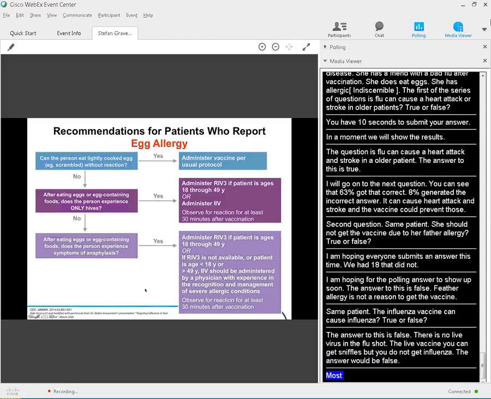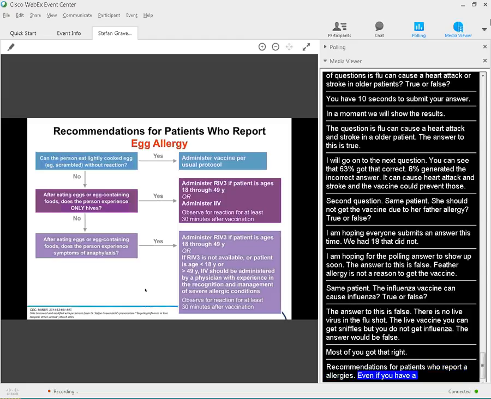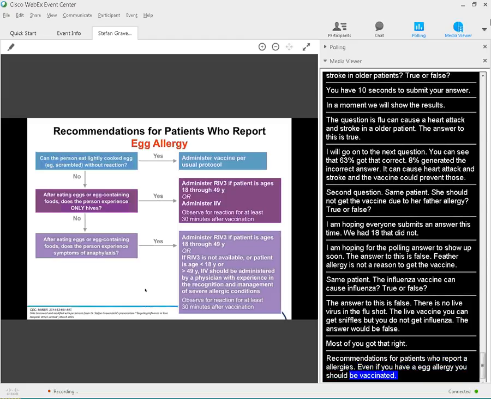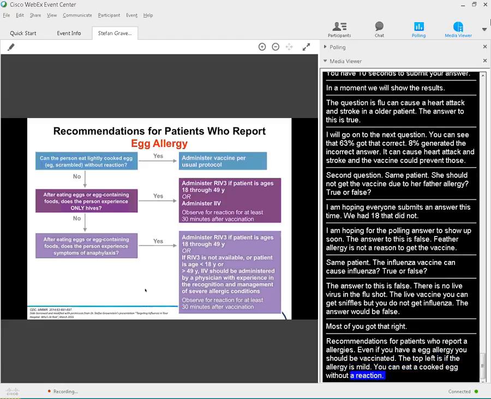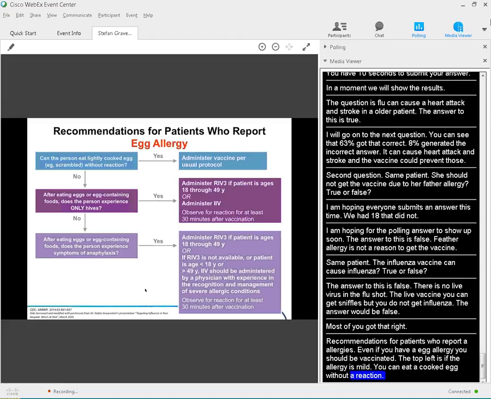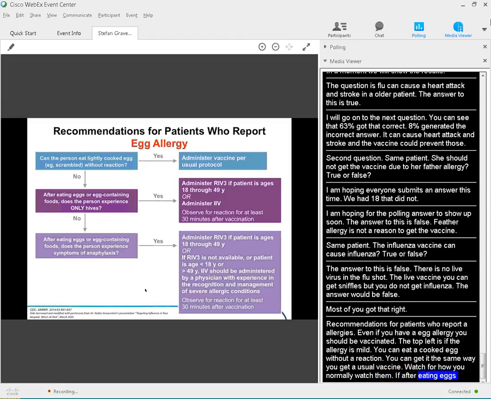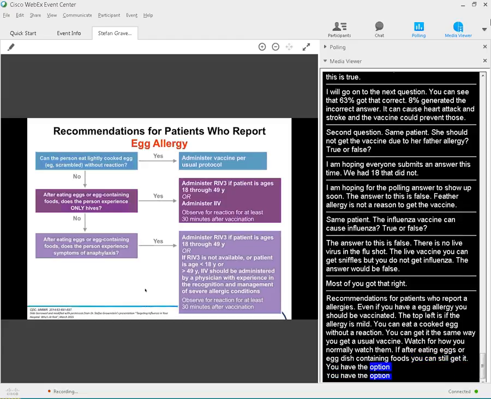Recommendations for patients who report egg allergy. So the short answer to this is, even if you have an egg allergy, you should be vaccinated. The top left is if the allergy is mild, meaning you can eat a cooked egg without a reaction, you can get it just the way you usually get the vaccine. Just watch them for however you normally watch them. If after eating eggs or egg-containing foods, no more allergic reaction than that, you can still get it. Here you have the option of the recombinant vaccine that isn't made with eggs, or you can administer it and watch them for 30 minutes but have your allergy kit available.